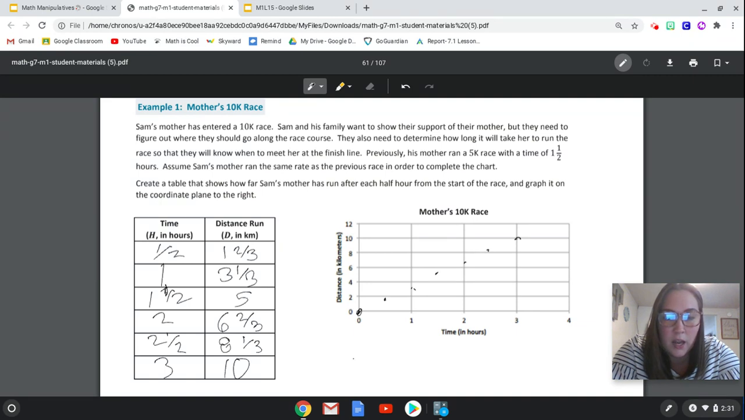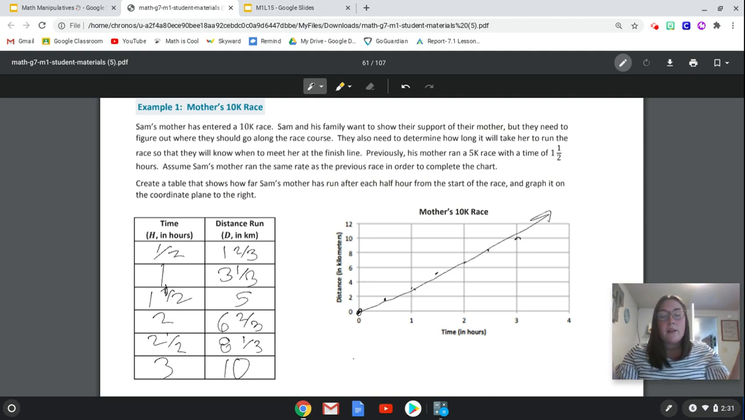Guys, watch this. I'm going to then draw my line. And because we're doing it by hand, not everything is going to line up perfectly, but we already know this is proportional, so it works out. So that would be our cool graph and table.